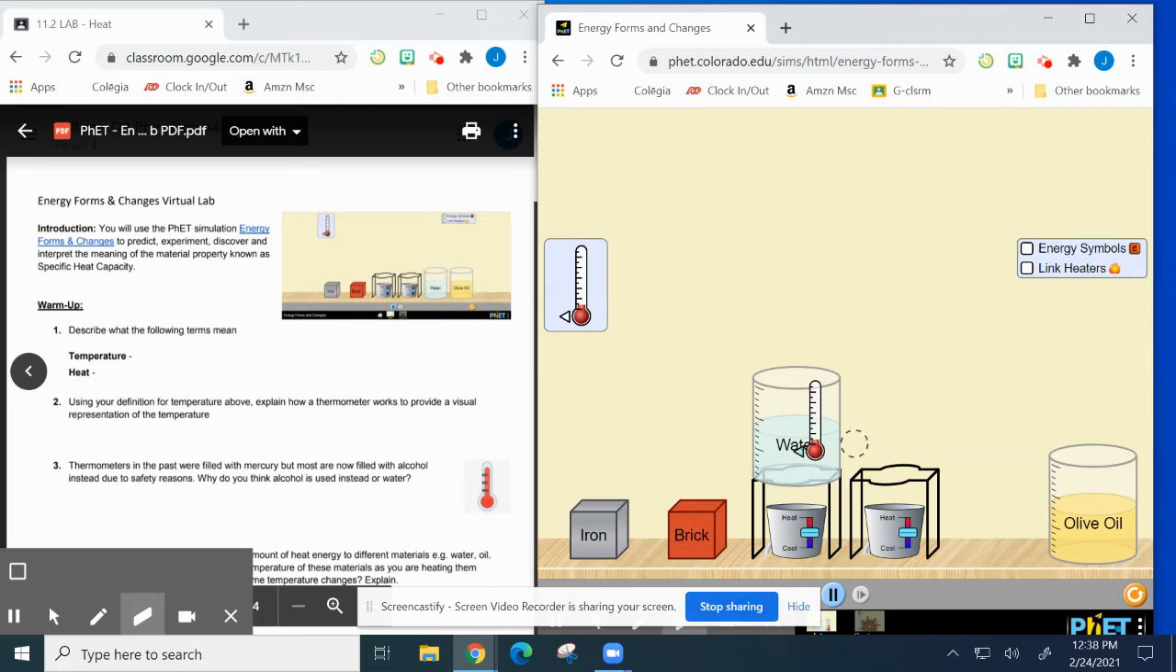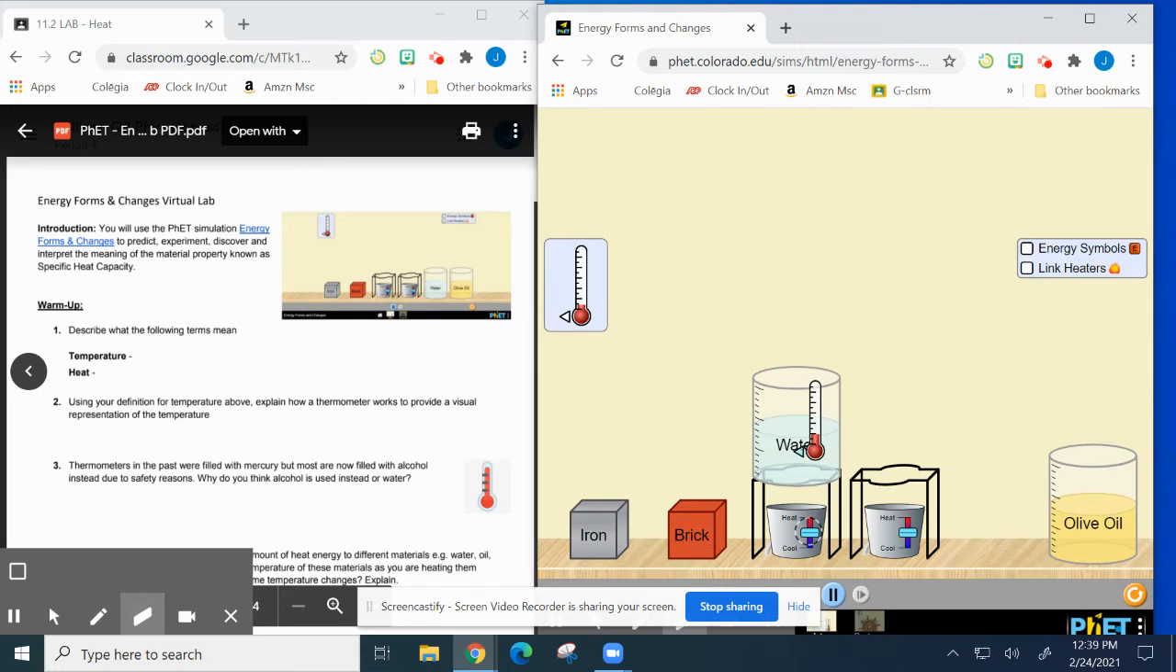So the higher energy water flows into the cooler temperature thermometer until they both have the same average kinetic energy. And that's when we can tell what the temperature is, because the temperature is the average kinetic energy. So there, now the temperature is going up in the water. Okay.